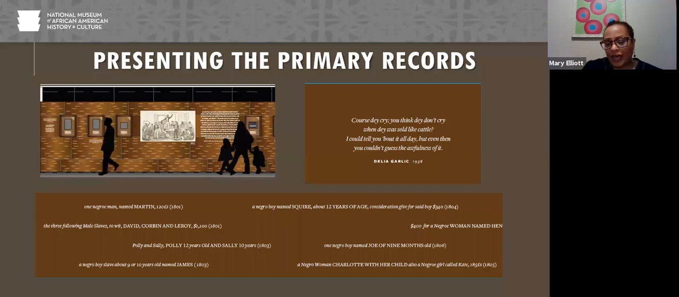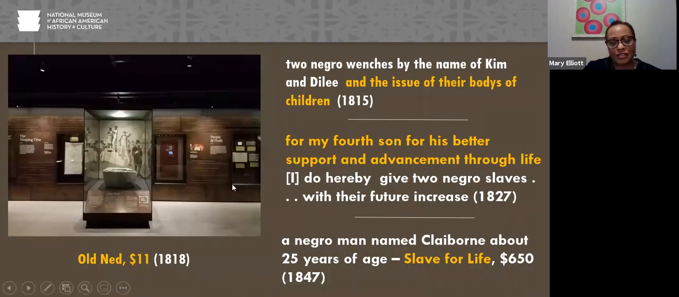We also look at the WPA narratives that were recorded during the 1930s, where people recounted what slavery was like during the period. Here you see additional excerpts from some of these bills of sale. Old Ned, $11, regarding his age and devaluing him. And then we see this excerpt from a will.